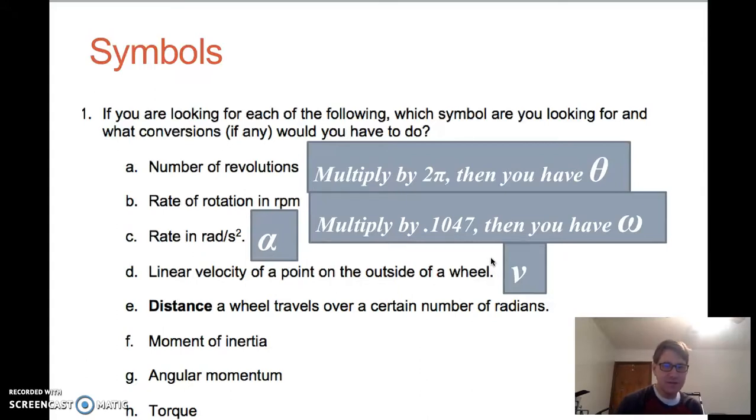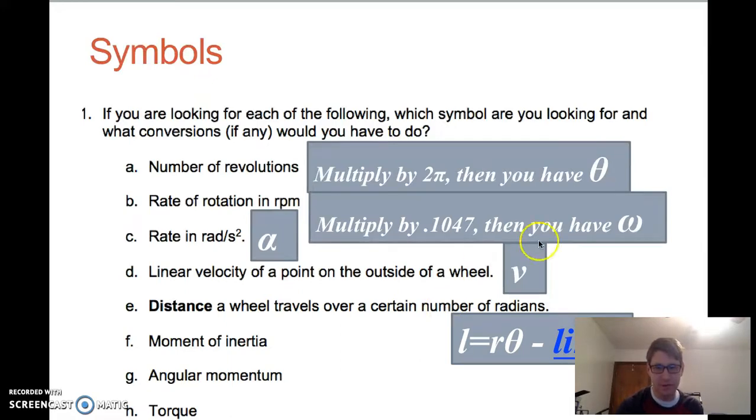I want to talk about the distance the wheel travels over a certain number of radians. That's L, lowercase l, not to be confused with big L. From the equation, L equals r theta. So that's the distance that the wheel travels in a certain number of radians.